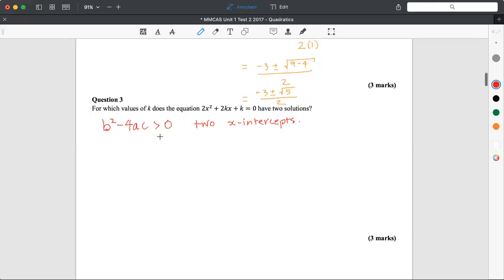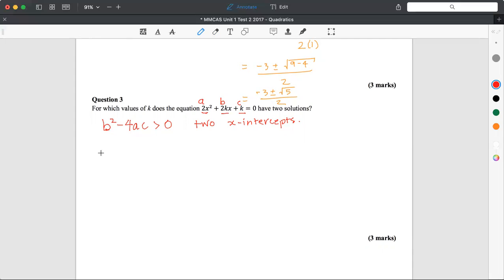So that's what we want. So we need to make the discriminant greater than 0. So let's do that. Let's find out what the discriminant is. Well, 2 is the a value, 2k is the b value, and k is the c value. So let's write that. So a, b, c. So b squared minus 4ac.